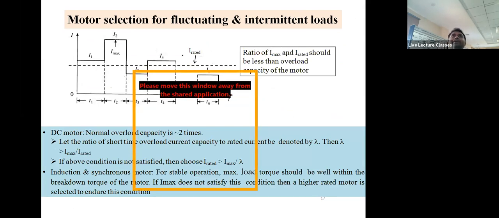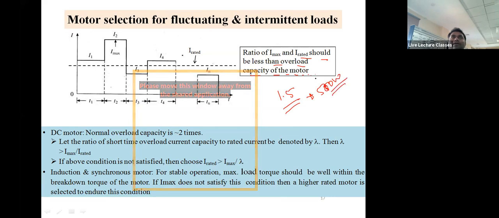So the ratio of I max and I rated should be less than the overload capacity of the motor. Say the overload capacity of the motor is 1.5 and the motor rating is 500 watts. How much overrating can it take? This is continuous power, and it can be overrated 1.5 times. It is written on the nameplate, say. So how much maximum power can we go for?